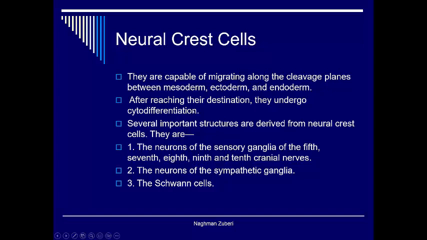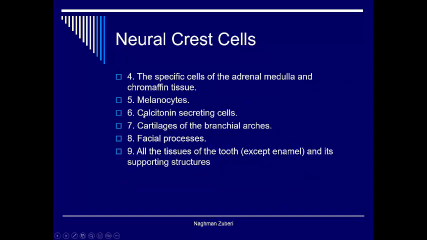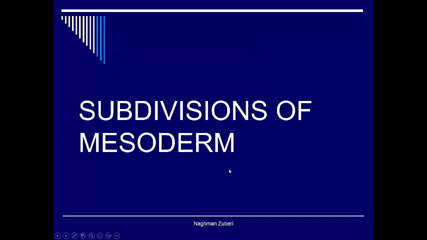After reaching their destination, they undergo cytodifferentiation. Several important structures are derived from neural crest cells. They are the neurons of the sensory ganglia of the 5th, 7th, 8th, 9th, and 10th cranial nerves, the neurons of the sympathetic ganglia, and the Schwann cells. The specific cells of the adrenal medulla and chromaffin tissue, melanocytes, calcitonin secreting cells, cartilages of the branchial arches, facial processes, all the tissues of the tooth except enamel and its supporting structures.